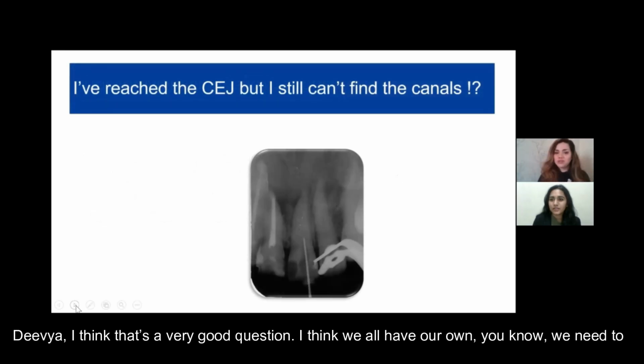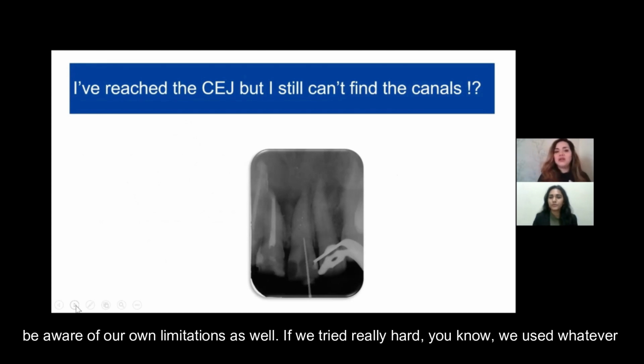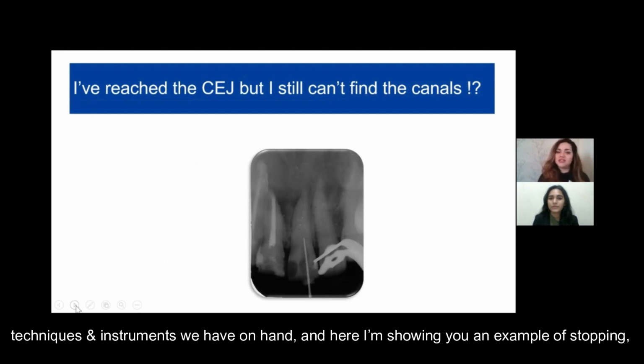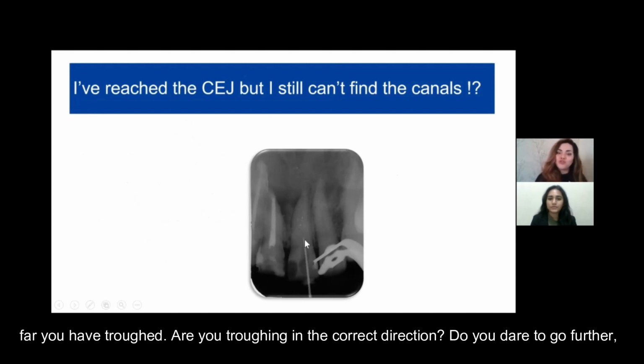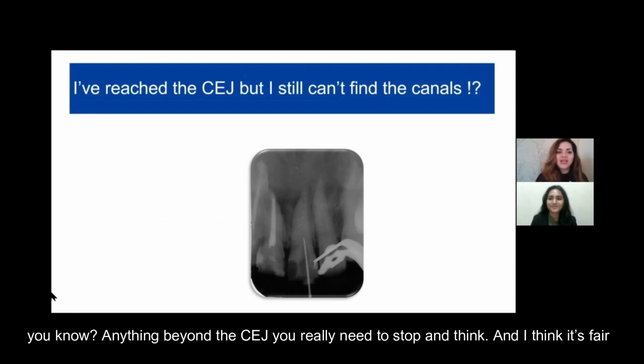Divya, I think that's a very good question. We need to be aware of our own limitations as well. If we've tried really hard, and we've used whatever techniques and instruments we have on hand. And here I'm showing you an example of stopping to take an X-ray, a periapical radiograph with the file in hand, so you know exactly how far you've troughed. Are you troughing in the correct direction? Do you dare to go further? Anything beyond the CEJ, you really need to stop and think.